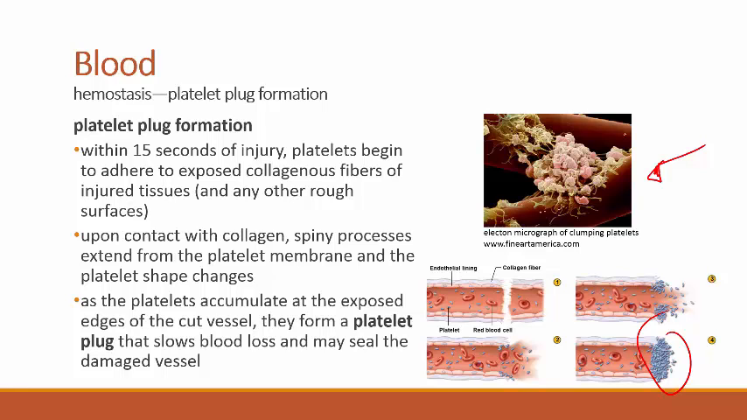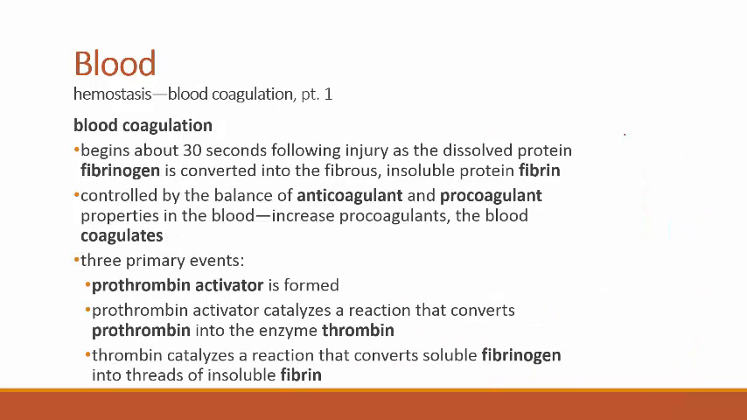Okay, so if vasospasm and platelet plug formation do not then seal off the damaged blood vessel, then we move into the third stage, which is called blood coagulation. About 30 seconds following an injury, the dissolved plasma protein fibrinogen will begin to be converted into a fibrous form of insoluble protein called fibrin. So fibrinogen is the dissolved plasma protein. Fibrin is the insoluble form, the non-dissolved form that is fibrous.